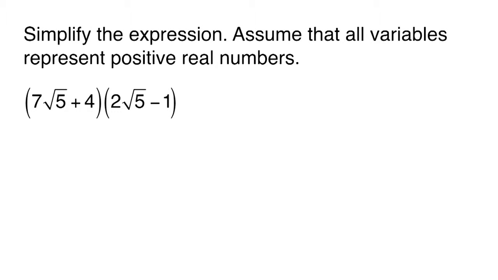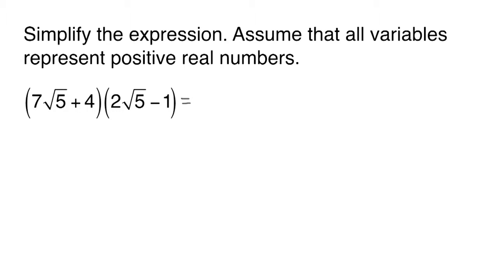Simplify the expression. Assume that all variables represent positive real numbers. The quantity 7 times the square root of 5 plus 4 times the quantity 2 times the square root of 5 minus 1. We have the product of two binomials, and so we'll use FOIL in order to simplify.